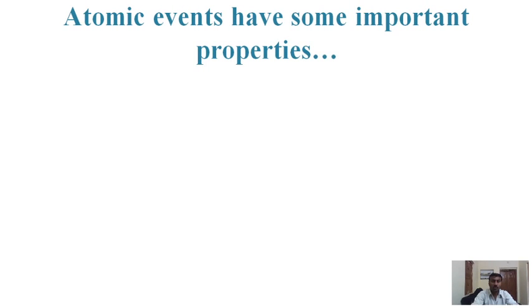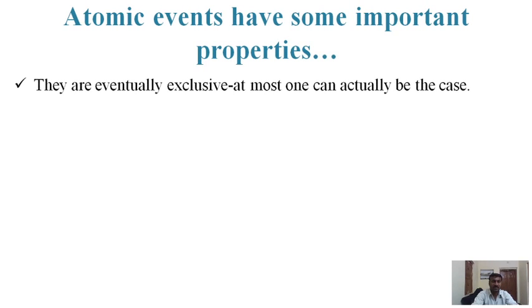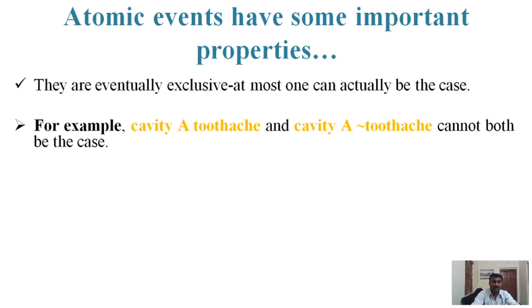Then what are the important properties of atomic events? They are mutually exclusive: at most one can actually be the case. For example, cavity and toothache, and cavity and the negation of toothache, cannot both be the case. Either one must be the case; both cannot apply. Any one must be available.